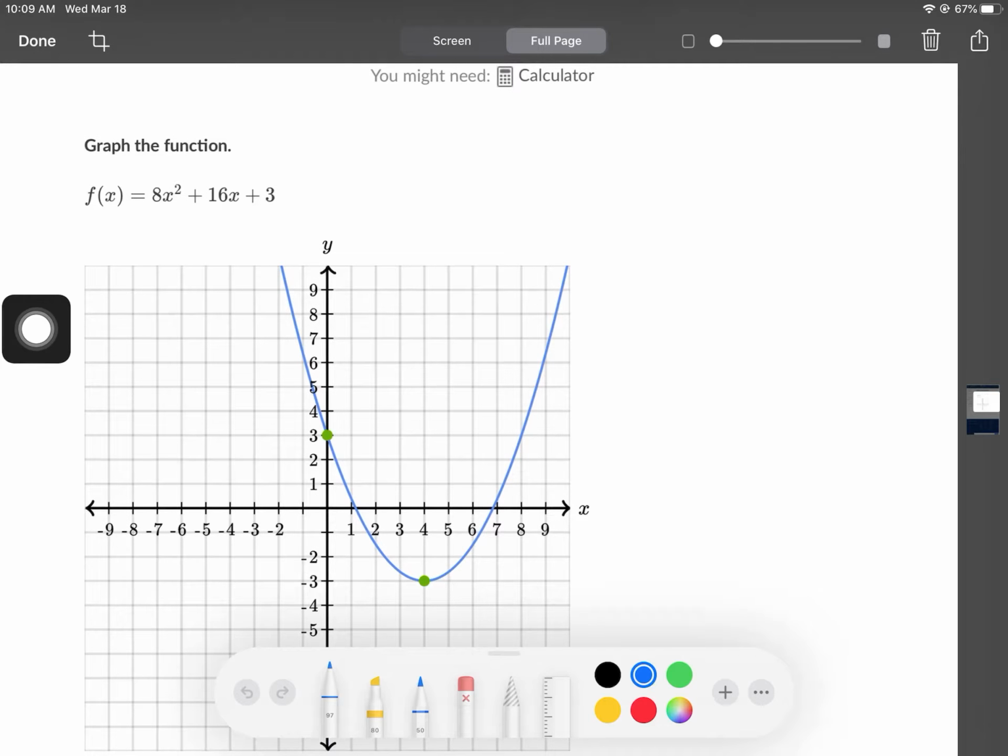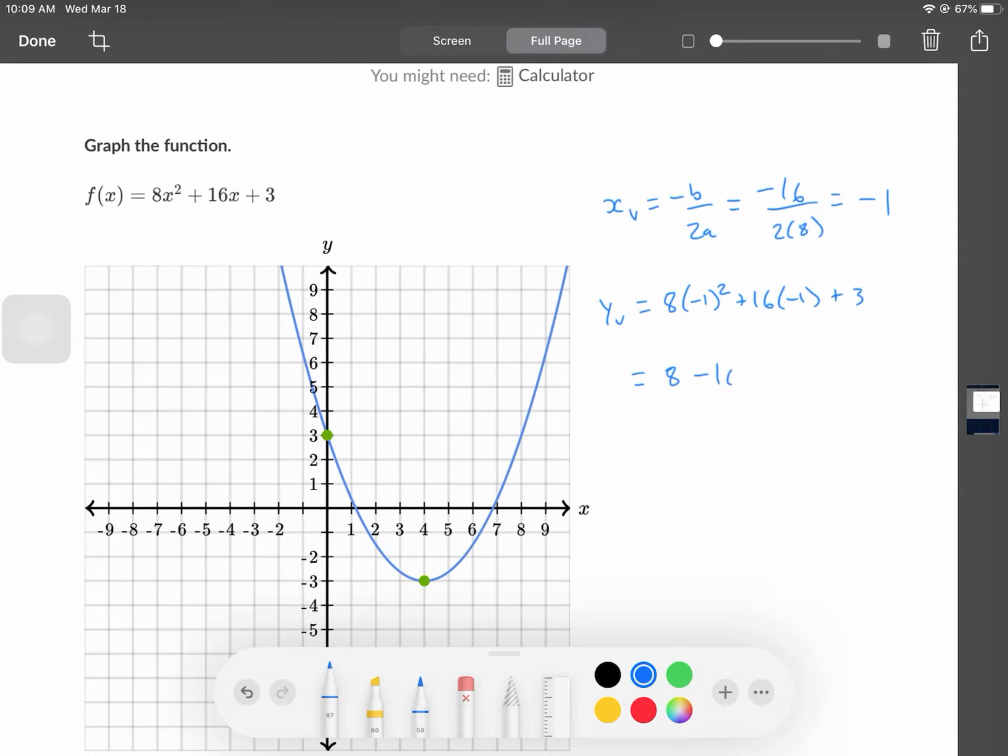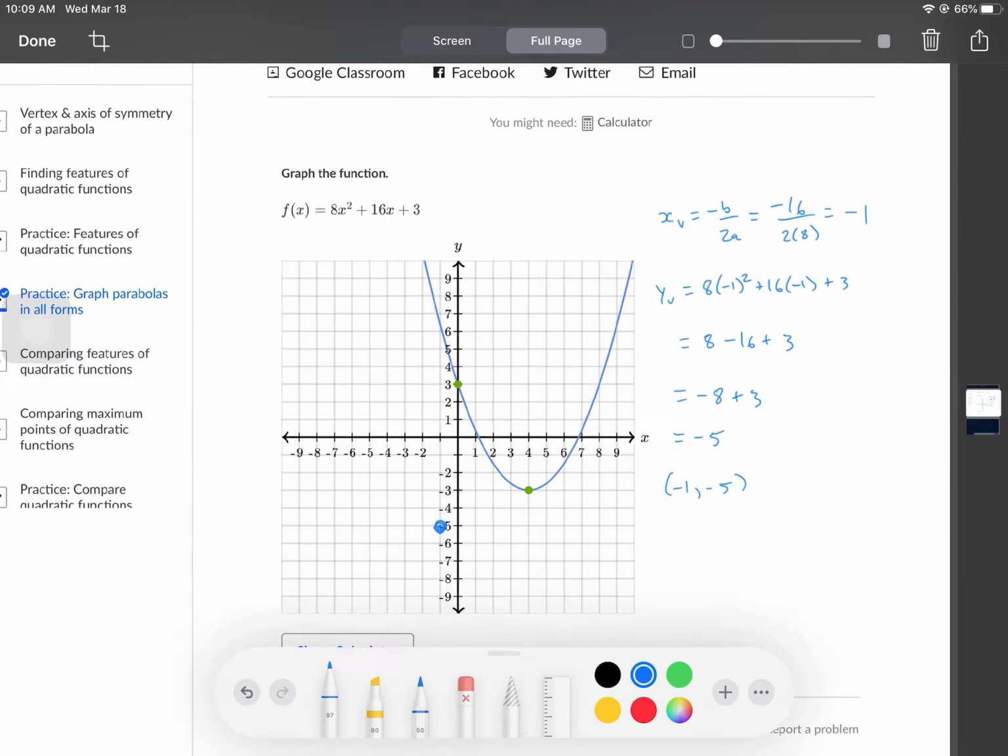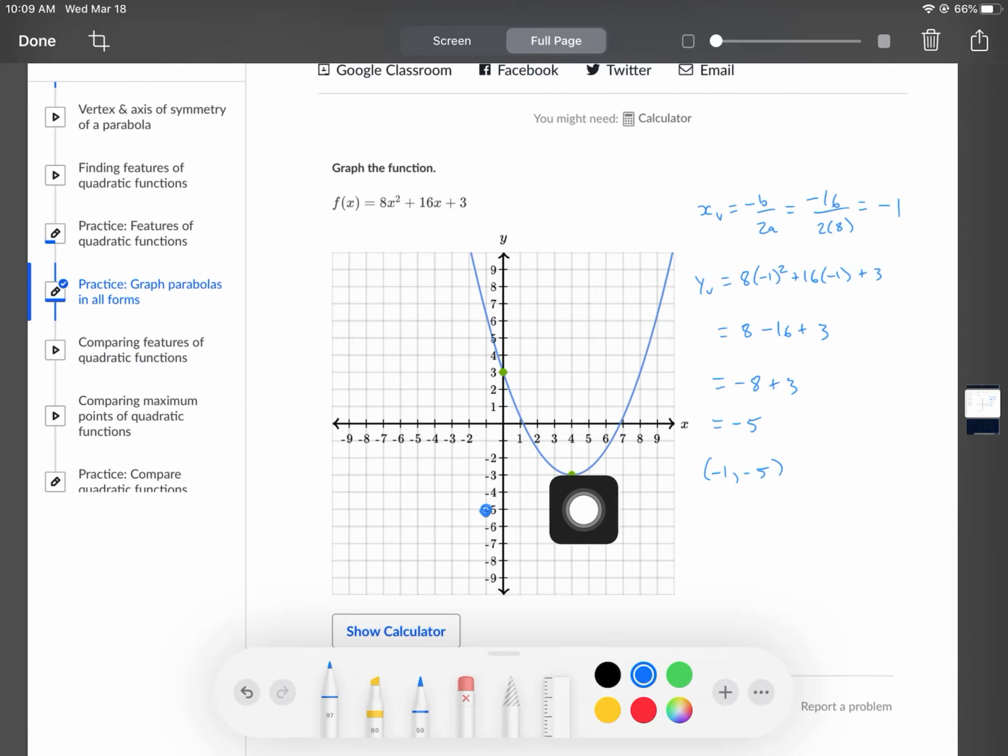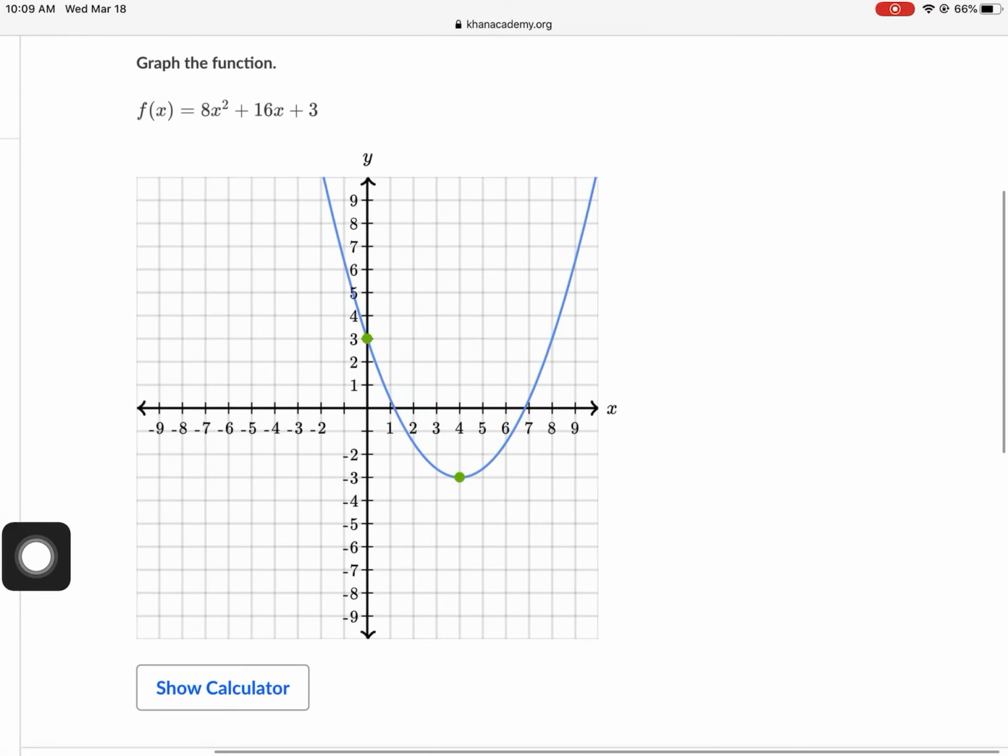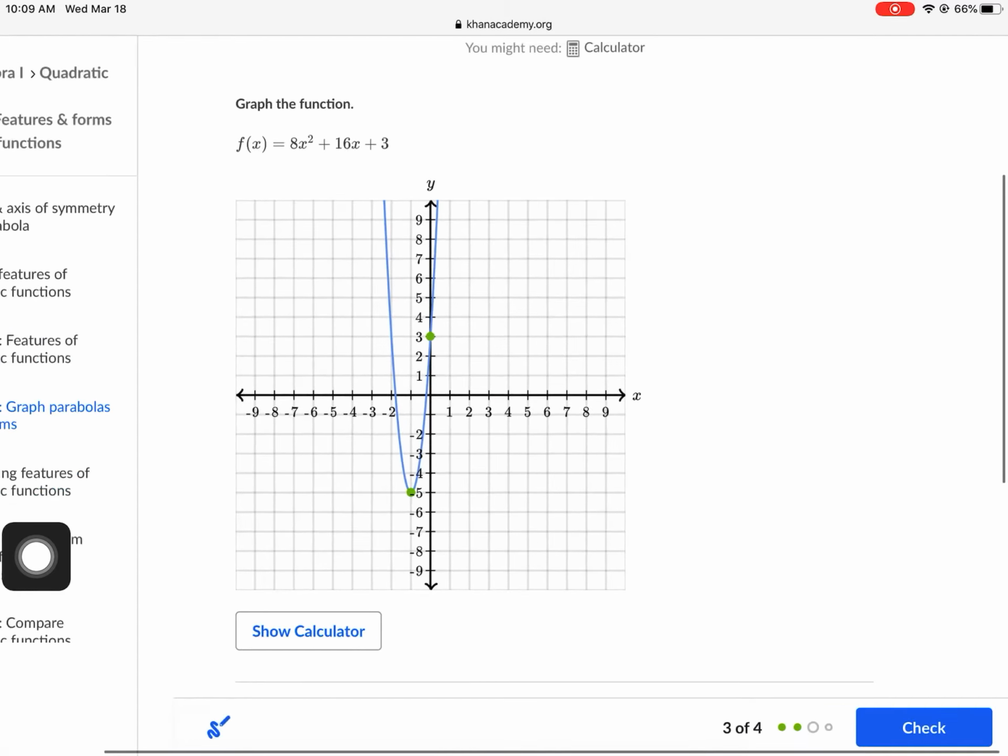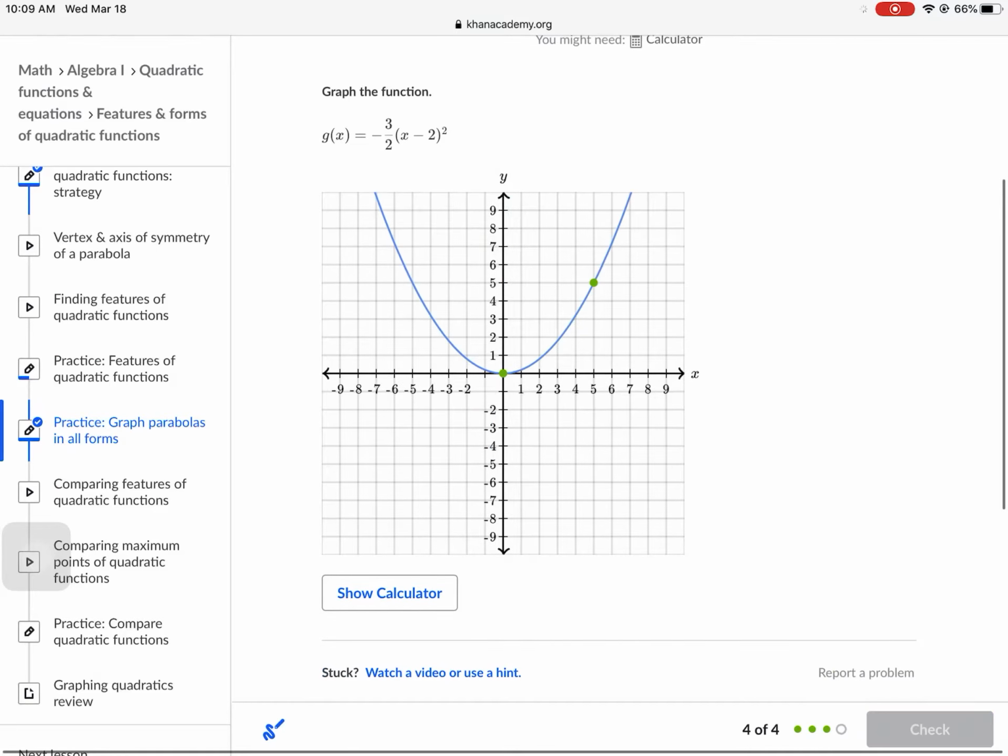So for this one, we'll use that formula x equals -b/2a. So that's going to be -16/(2 times 8), which is -1. Plug that back in for our y value for the vertex. And I'll get 8 minus 16 plus 3, which is -8 plus 3, giving me -5. So the coordinates -1, -5, which would be right there. Let me zoom out so you can see that. So -1, -5, that's where I'm going to put that vertex. And that should be correct.